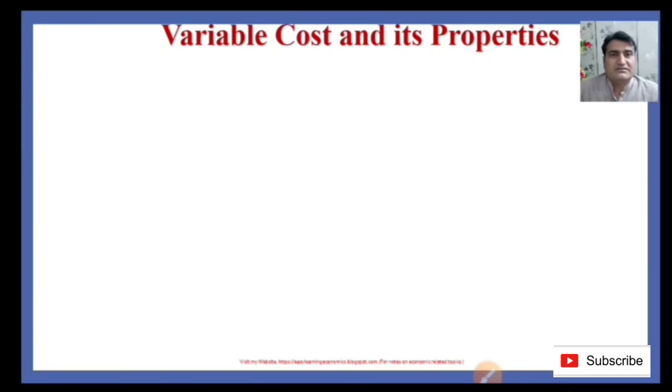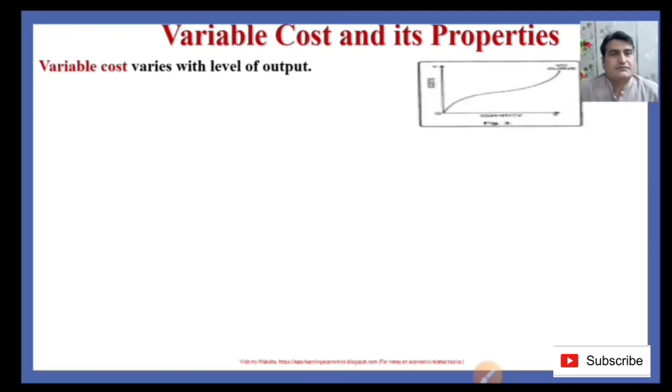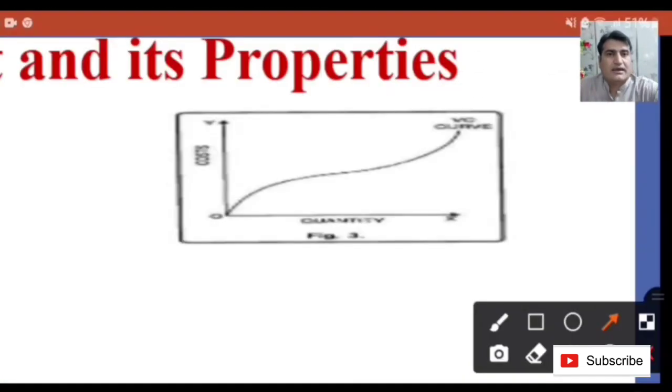So what is variable cost? Variable cost varies with the level of output. You can see here in the graph, as we increase the output, the cost goes up. As we increase the output, cost goes up because the raw material the firm uses will increase, the factory overheads will increase, and the electricity consumption will increase. So all the costs which increase with the output level are the variable cost.